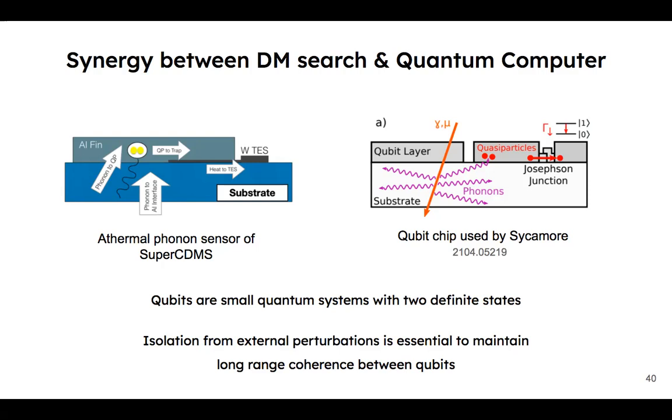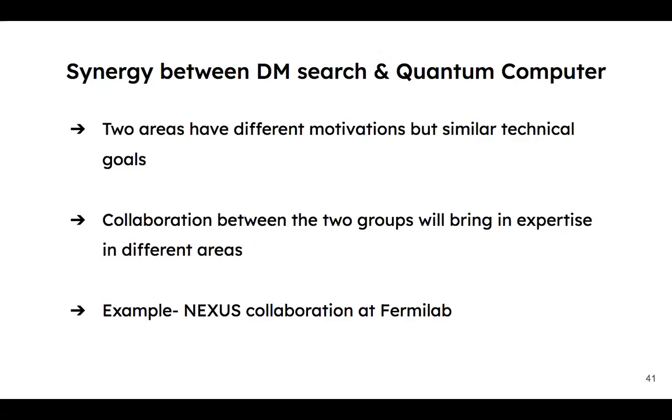I think there should be more collaboration between these two groups so that we can achieve our goals much more quickly. I personally know one collaboration that's happening in the US at Fermilab. It's called the Nexus collaboration, in which they are trying to use qubits as dark matter detectors. That's still in a very preliminary stage. They're still doing simulations for the dark matter signal, but hopefully in the future they will have some meaningful constraints on dark matter.